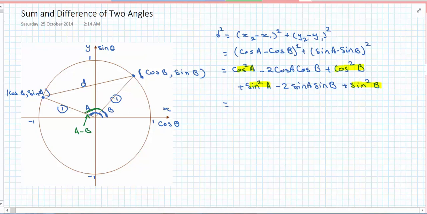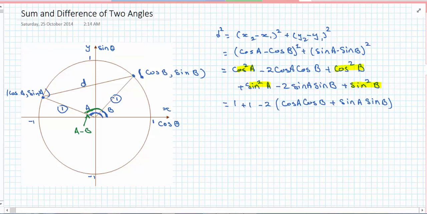Right. Now if you have a close look, here I have cos squared A plus sine squared A, cos squared B plus sine squared B. Hopefully you remember cos squared plus sine squared is 1. So that's 1 plus 1. Take a factor of negative 2 out, and I'm left with cos A cos B plus sine A sine B. Okay, so D squared ends up equaling 2 minus 2 times cos A cos B plus sine A sine B.